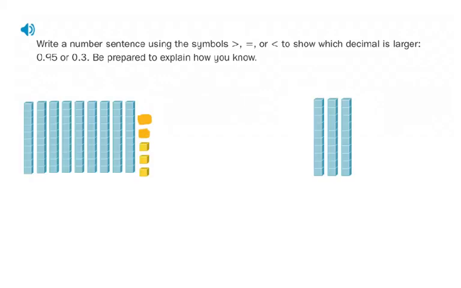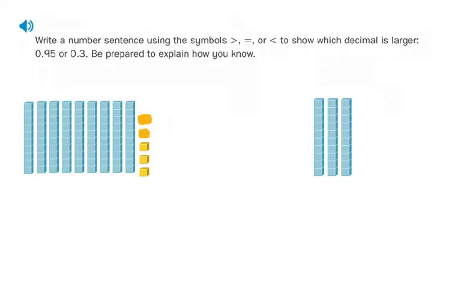So in this situation, I used base 10 blocks off Brain Camp, and this shows that 95 hundredths is greater than 3/10.